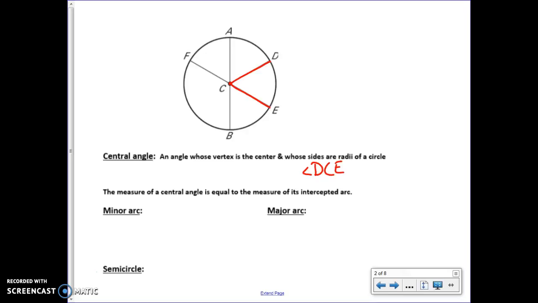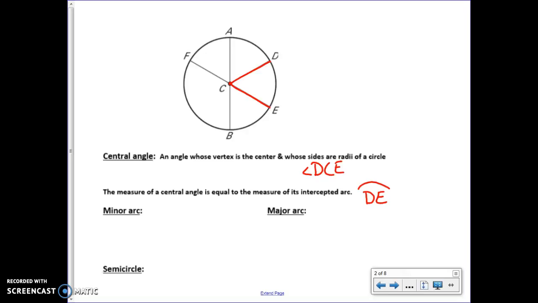One thing to know is that the measure of a central angle is equal to the measure of its intercepted arc. Its intercepted arc is the arc that it's opening up to. It's opening up to arc DE. So that means if angle DCE is 45 degrees, then arc DE is also 45 degrees.